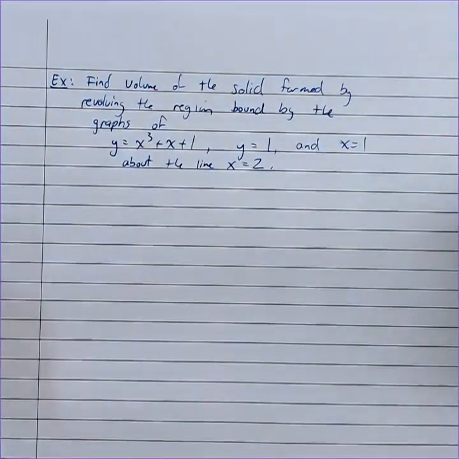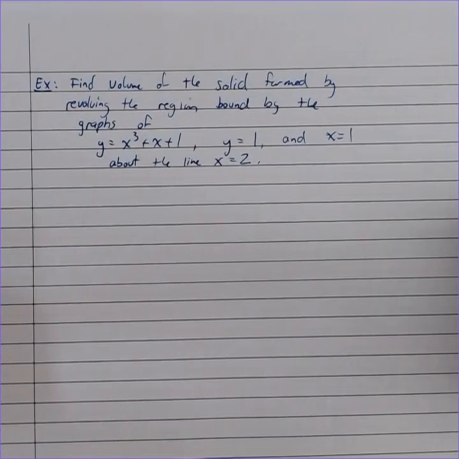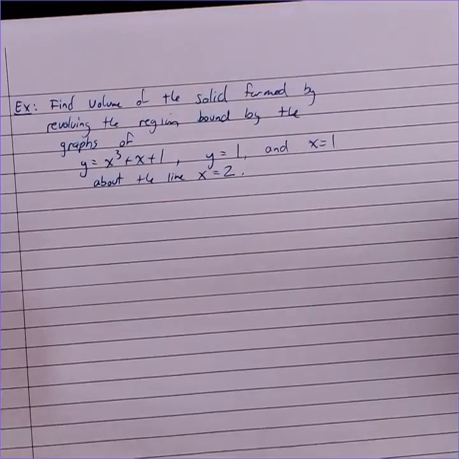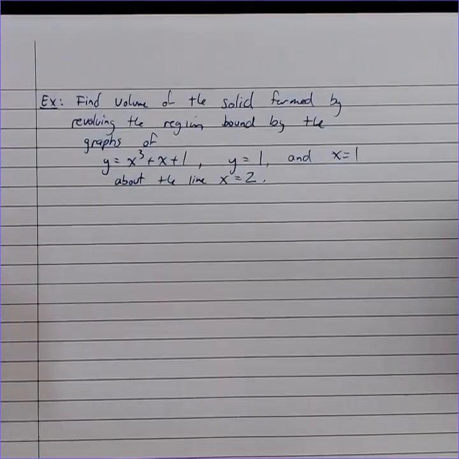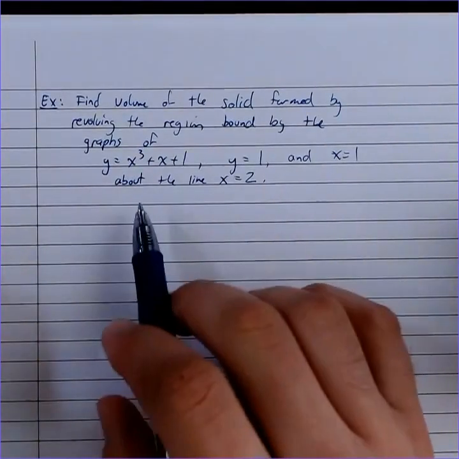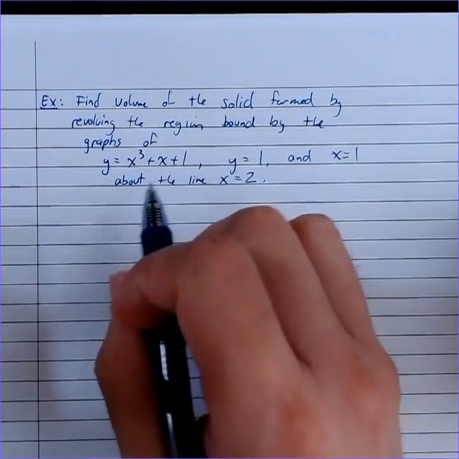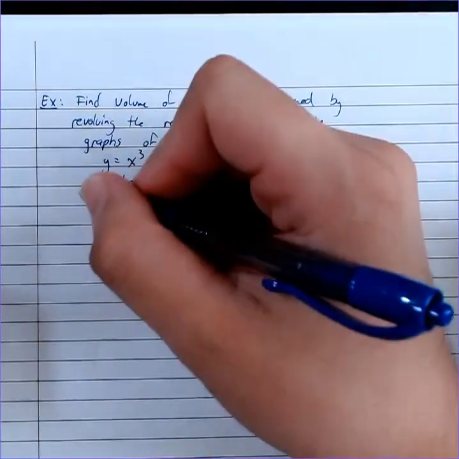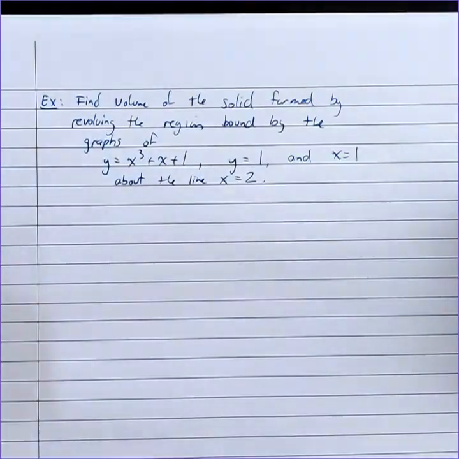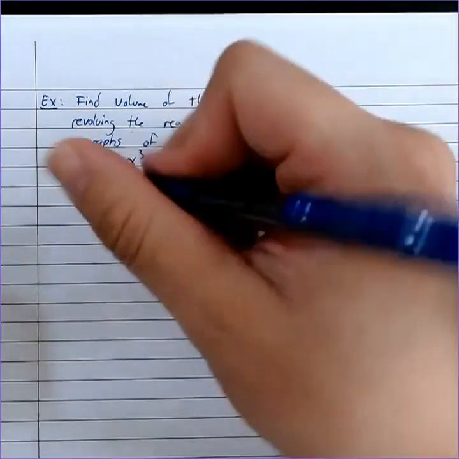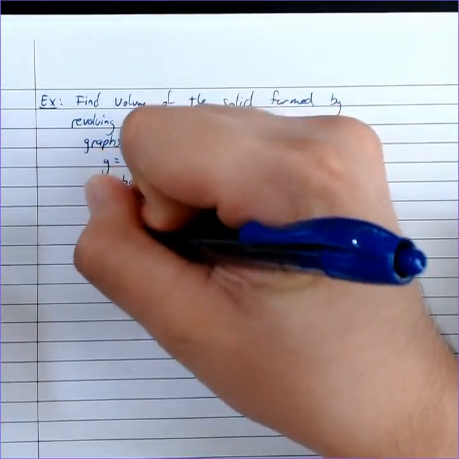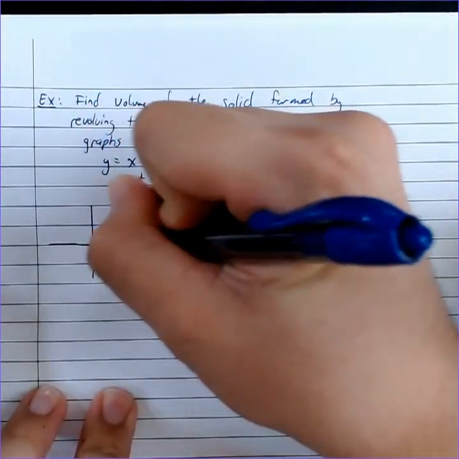Okay. And here, they don't tell you to use the shell method or the disk method. They just say find the volume. Okay, that's fine. Here, they don't give us an illustration, but we can illustrate that ourselves. Oh, actually, I take that back. They do give us an illustration down at the bottom of the page. So here we have an illustration that looks like this.